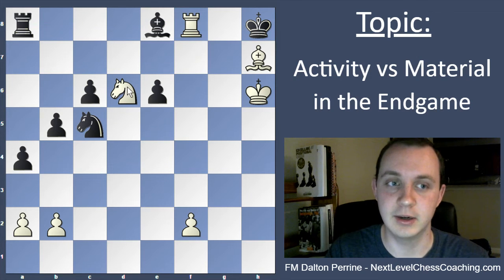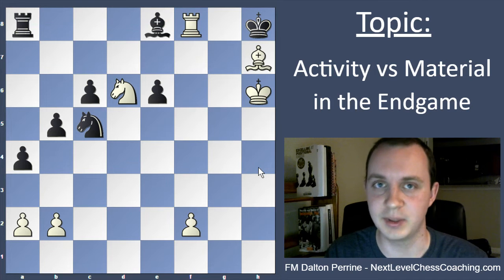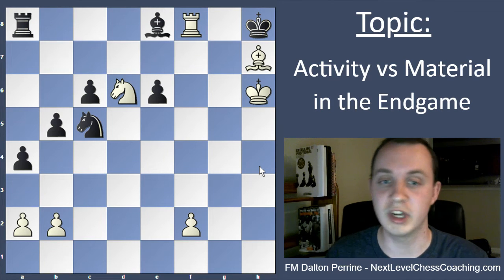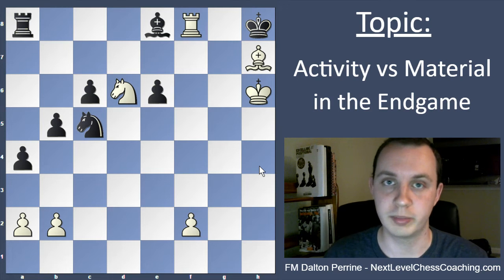So notice it here. It's the piece activity once again. We took the h4 pawn in this case with the king, but we didn't rush after taking it with the rook, especially if it's going to come at the cost of lowering our own piece activity in the process.